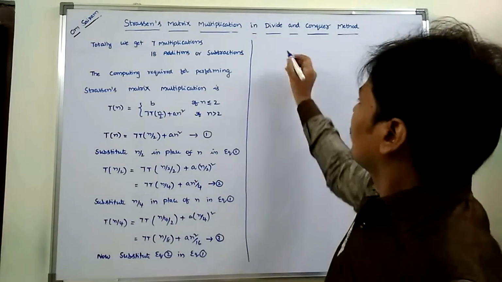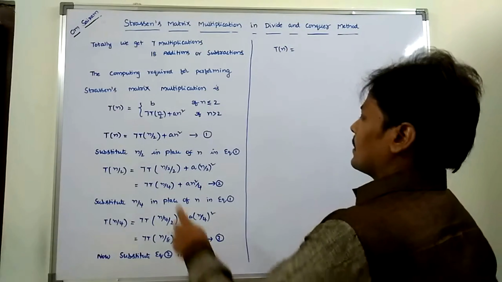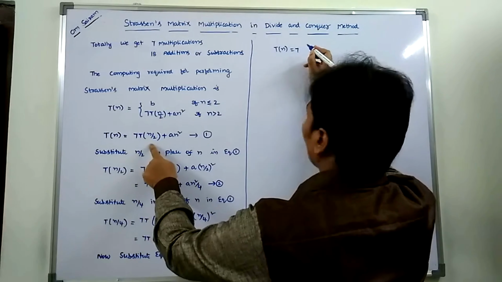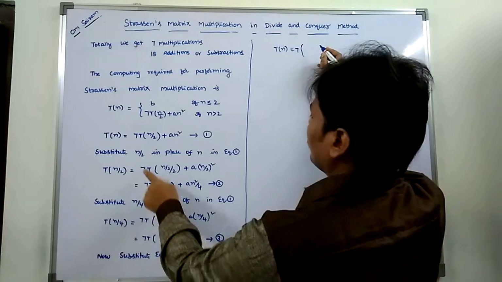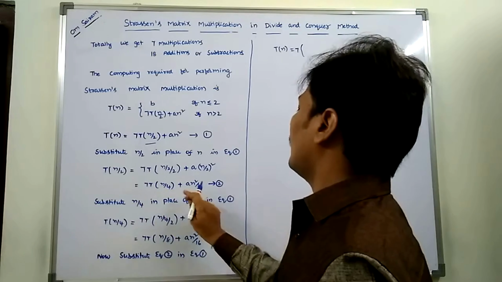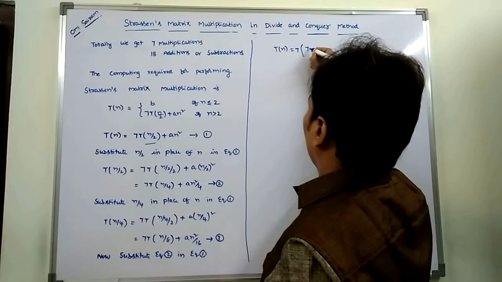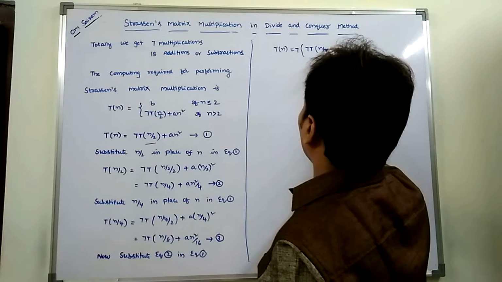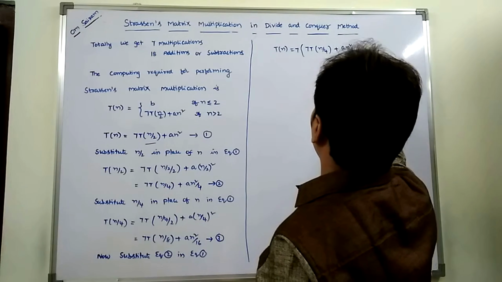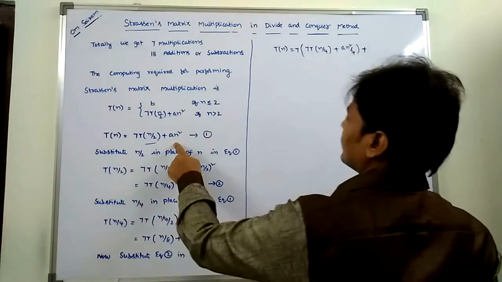So then t of n is equal to 7 t of n by 2. What is the value of t of n by 2? So this is the value. Okay, what is the value of t of n by 2? So t of n by 2 is nothing but this value substituted in this place. So that is 7 t of n by 4 plus a n square by 4, plus this is a n square.